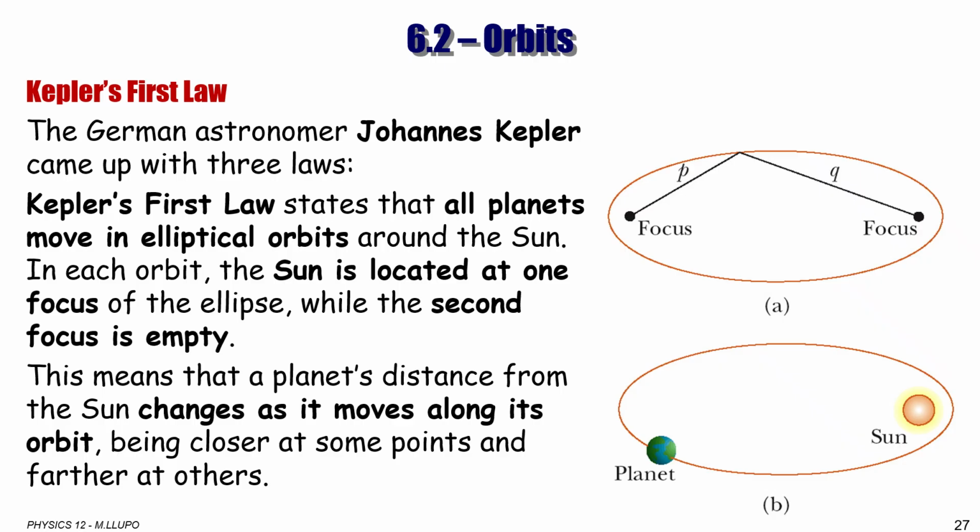This diagram that you see is a little bit exaggerated. The focal points actually are not that far apart. They are very close together, so the ellipse is closer to a circle.